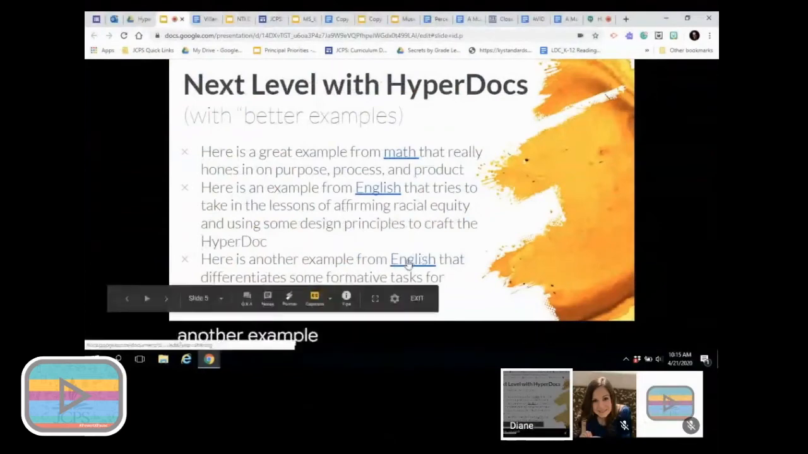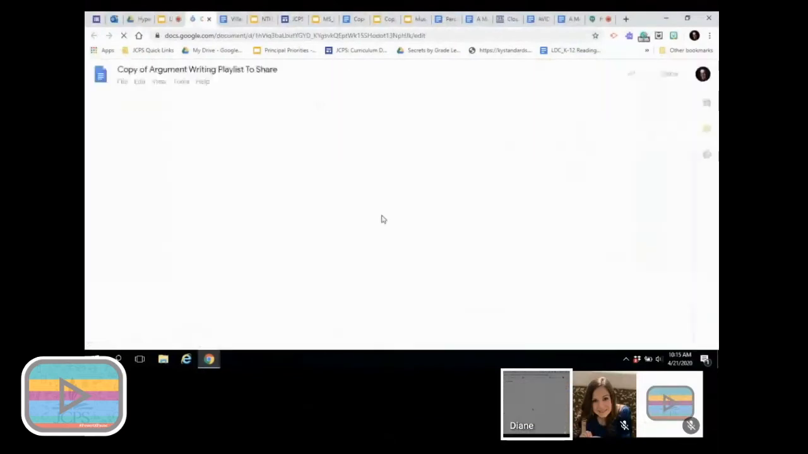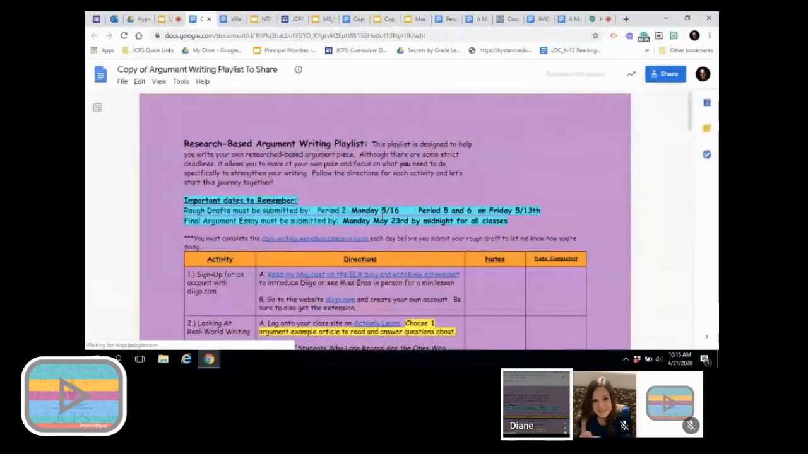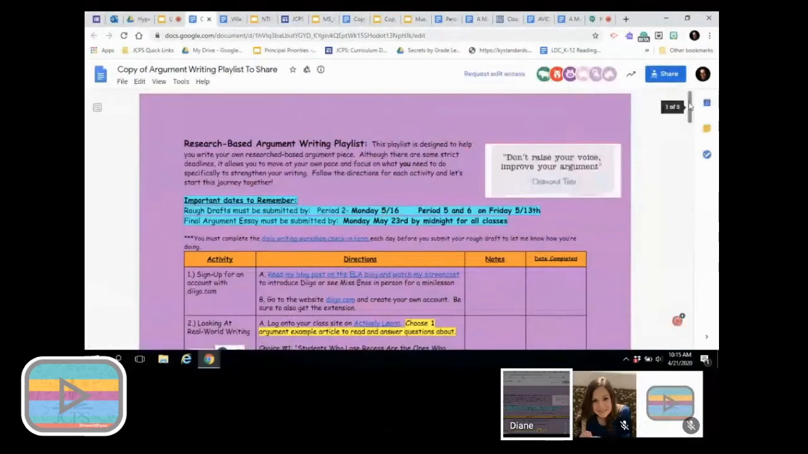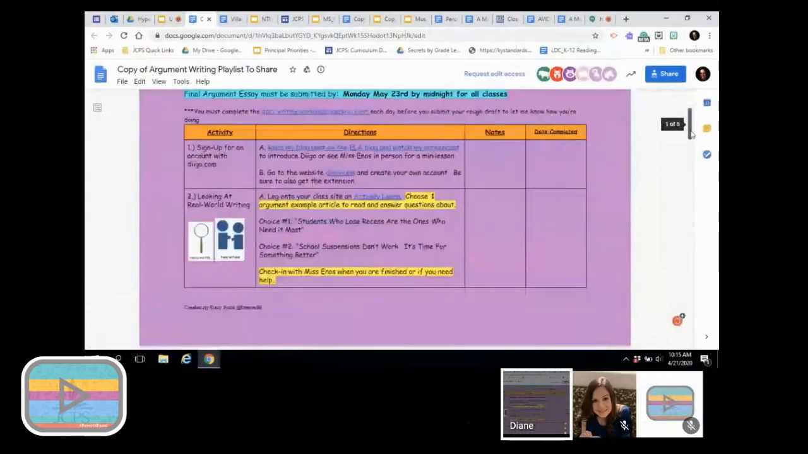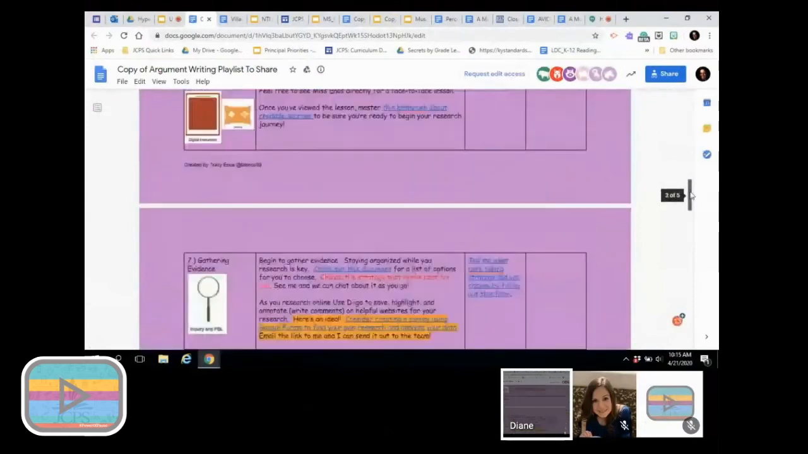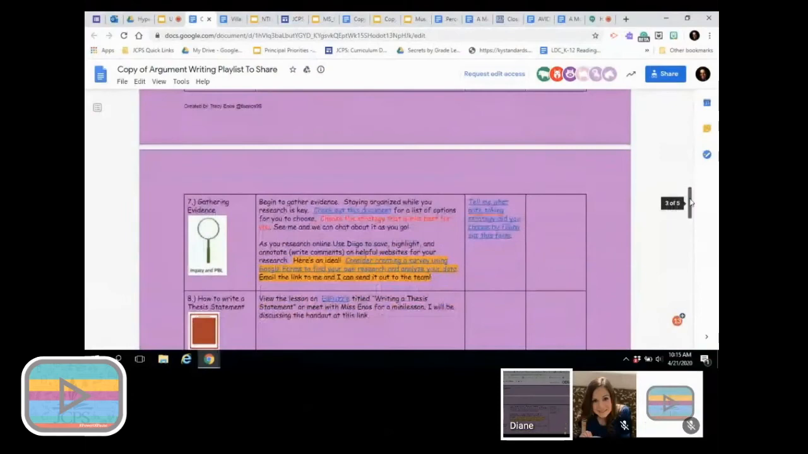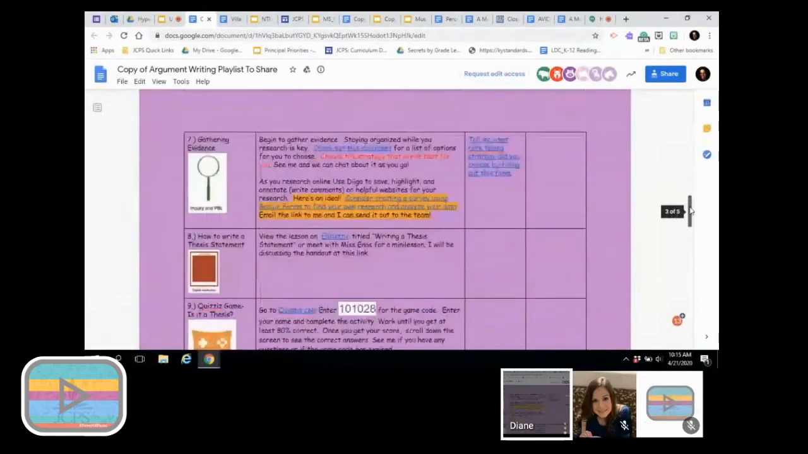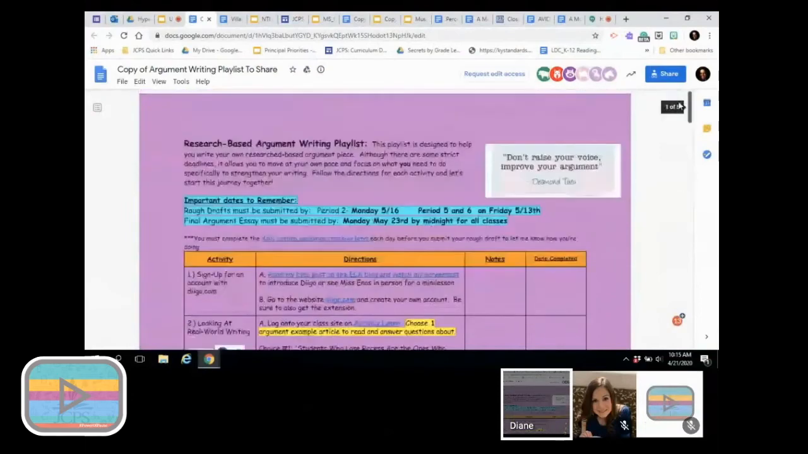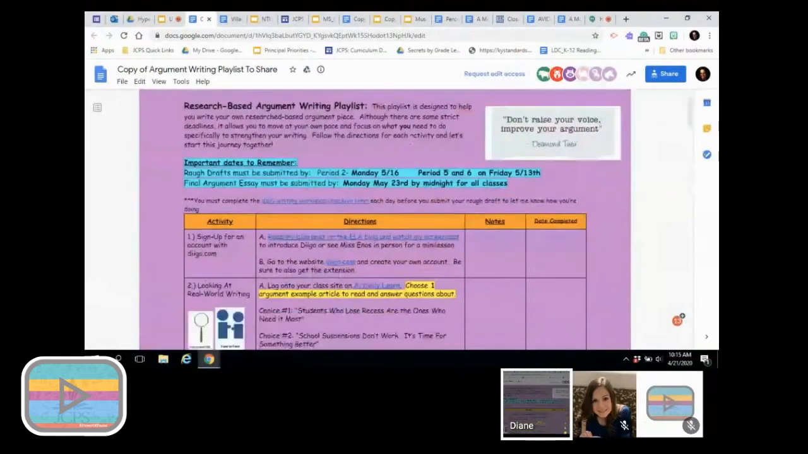Here's another example from English that I love. This isn't called a Hyperdoc. This is called a playlist, which is another way of looking at this type of document. She has gone all the way through an entire unit of study to create an argument, and each of the steps is entered right here. Now, she hasn't done a lot with color and contrast and all of those things, but it makes it no less a very engaging lesson.